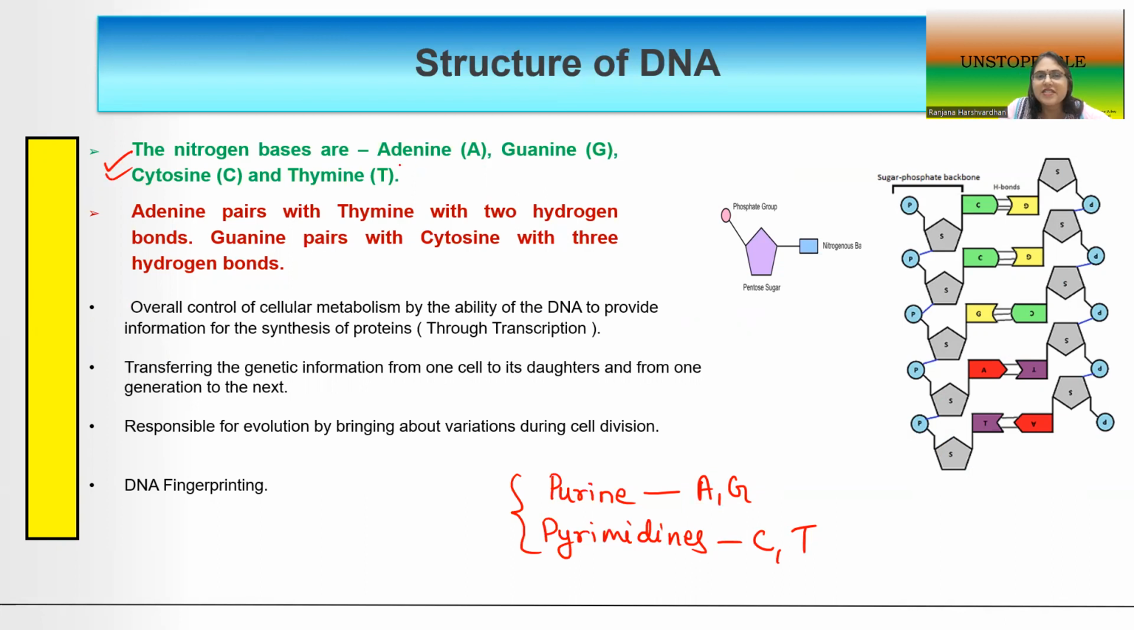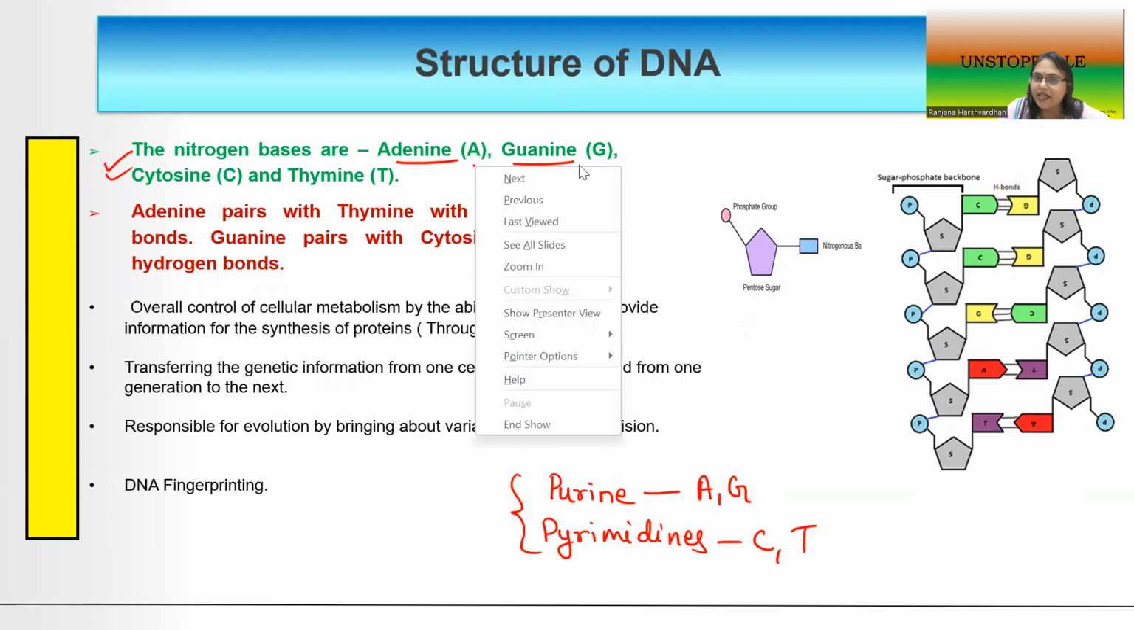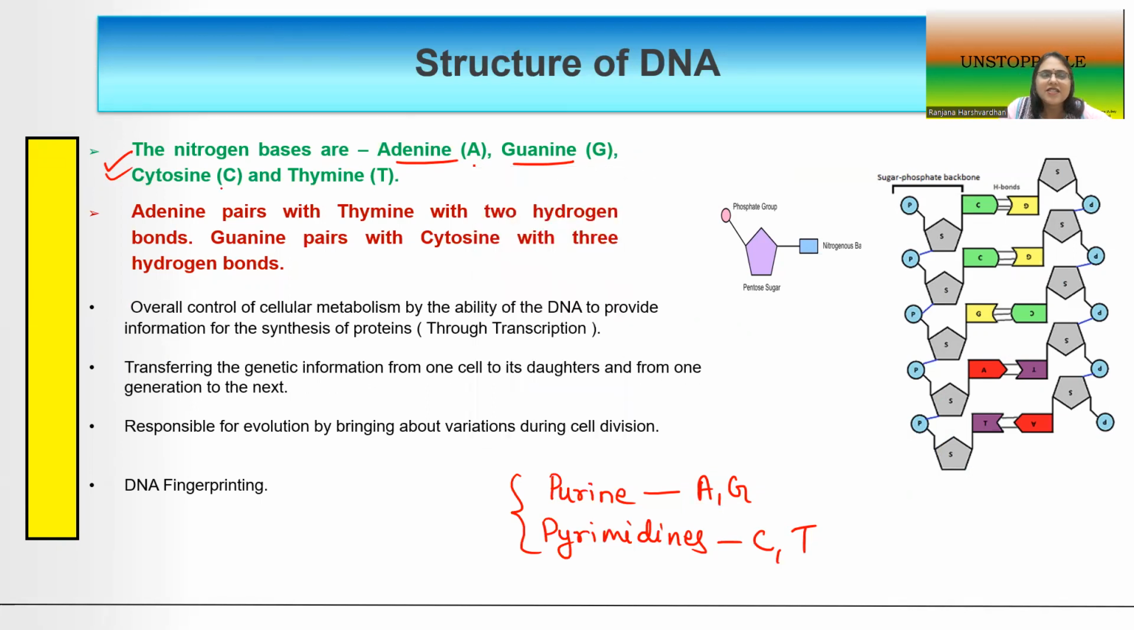So the nitrogenous bases are adenine, guanine, cytosine and thymine. Adenine is represented with the alphabet A, guanine G, cytosine C and thymine T. And you see that adenine always pairs with thymine with hydrogen bonds. So A pairs with T, and G, that is guanine, will pair with cytosine with 3 hydrogen bonds. Fine.